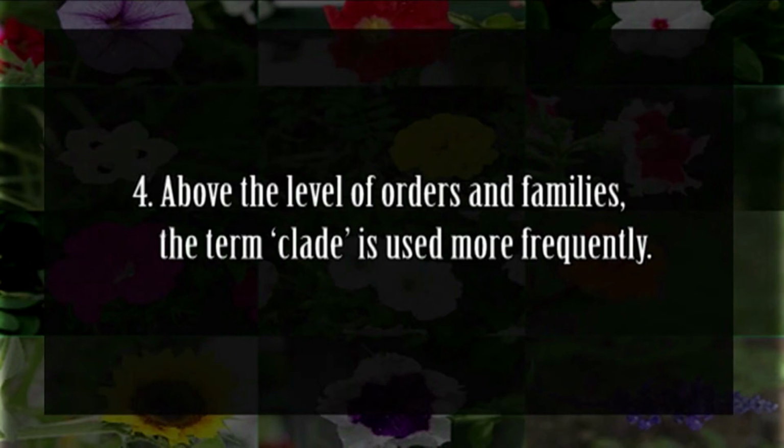The fourth principle is that above the level of orders and families, the term clade is used more frequently. Now, they have included one more term, clade. Although some clades have been given formal names, it is neither possible nor desirable to name all the clades in a phylogenetic tree. However, taxonomists need to agree on names for some informal clades, particularly, as I mentioned, orders and families, because that is very important in facilitating communication about the plant kingdom.